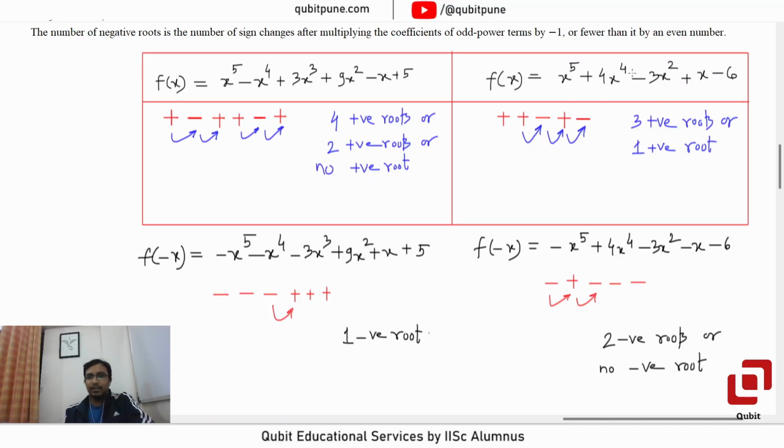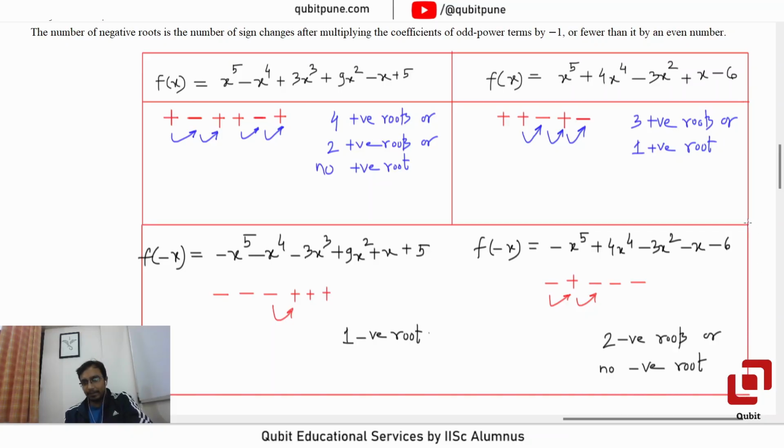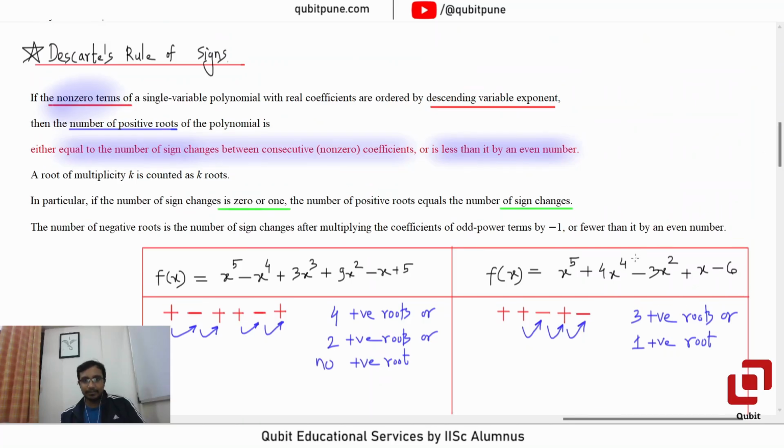Okay, now here if you see, the cubic term is missing, but we did not write it. That is how this rule is meant to be applied. Okay, now let's verify this on Desmos to understand it better. Have you understood this, or shall I read it again?